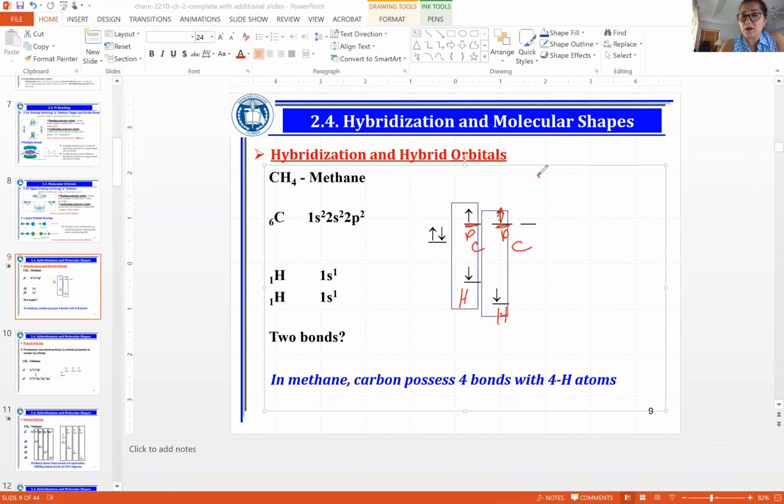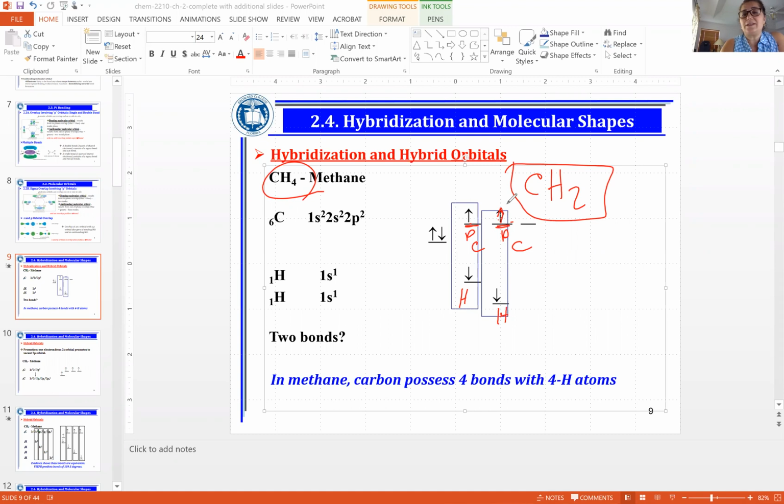That means carbon should form a CH2 compound. Have you heard of this as a compound, CH2? It doesn't exist, right? CH2 doesn't exist. And since it doesn't exist, they had to come up with an explanation. How does CH4 then form? Because carbon has only two orbitals that have a single electron.